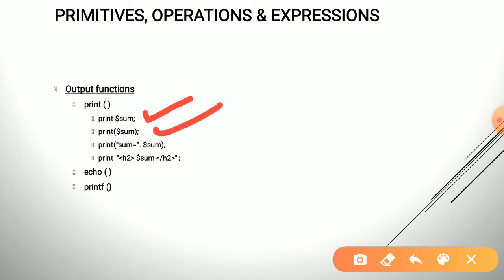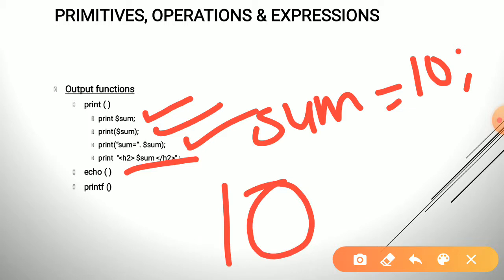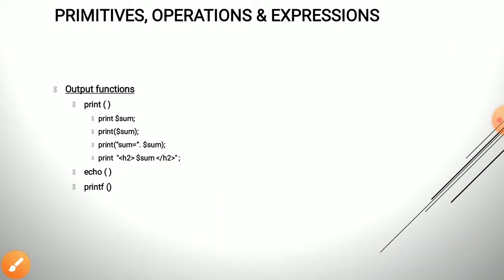The second statement also prints the value of $sum. The third statement prints "sum equal to" and the value of $sum. If the value of $sum is 10, it prints sum equal to 10. Then, HTML tags can be embedded in a print statement. In the fourth example, this print statement includes an HTML tag, the h2 tag, that is a header tag. So the value of $sum will be printed as an h2 heading.